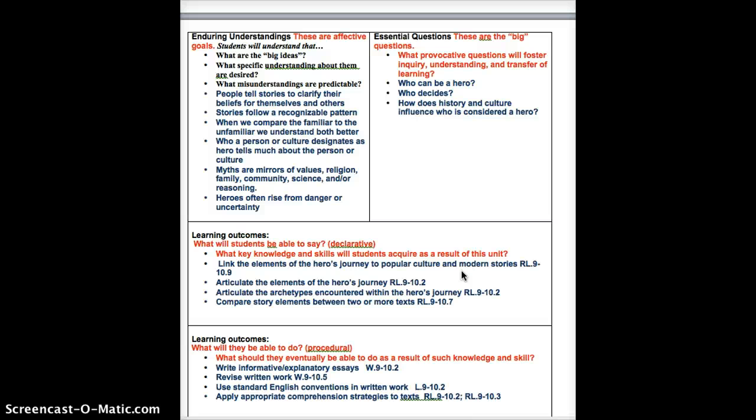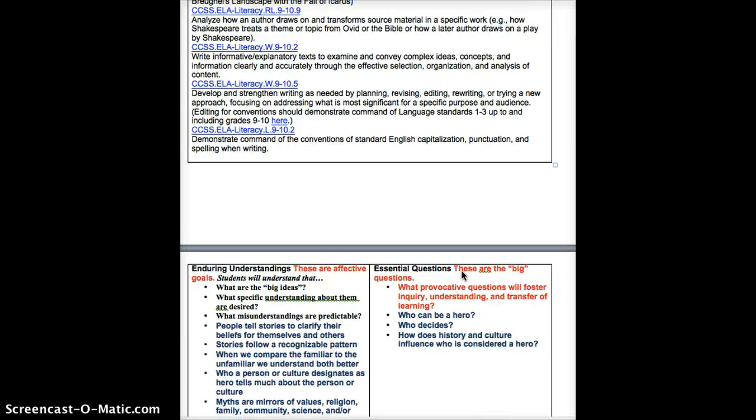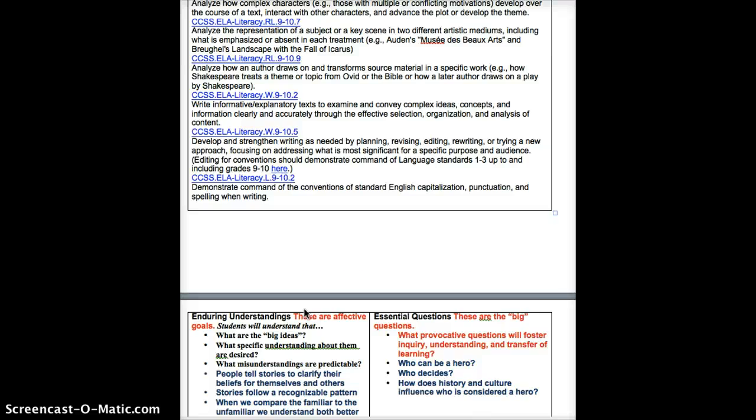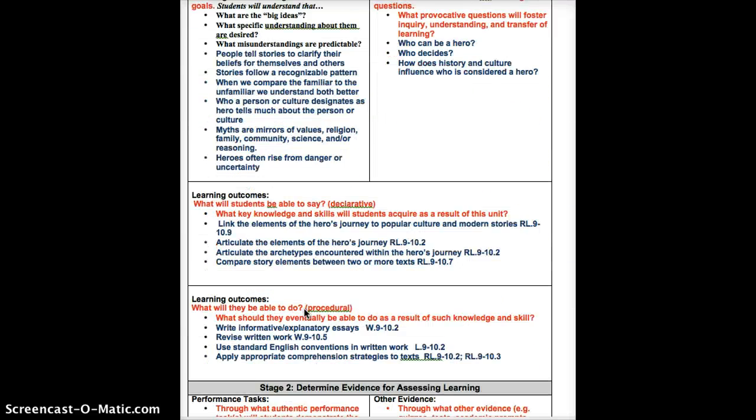This is procedural. I'm going to take you back to the standards for a minute, okay? And if we look here, we can see what these standards demand of a student. Analyze, determine, write, develop, strengthen, demonstrate. Look at the verbs in your standards to help you flesh out what you want your students to be able to do and know in order to be able to meet these standards. So what I've come up with are these.